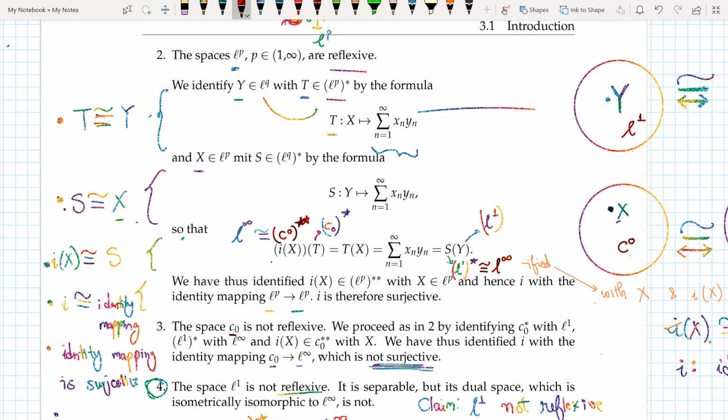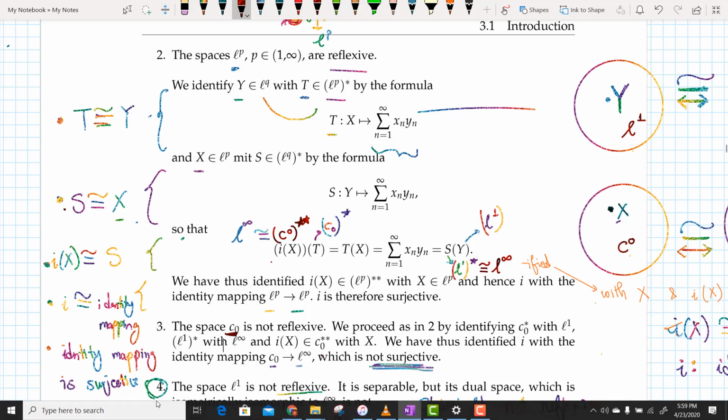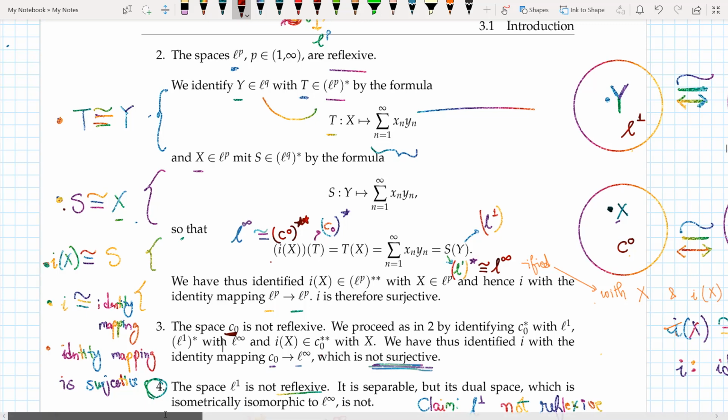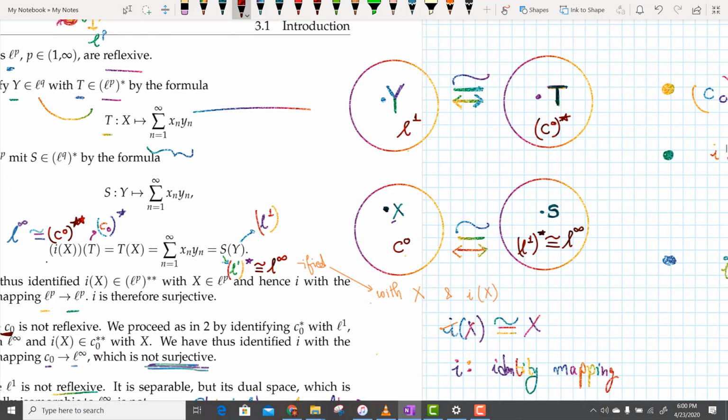So in the last section, I would like to discuss why my space C0 is not reflexive. Just a reminder, C0 is the set of all sequences that converge to 0. The way I progress in this proof is also very similar to the last proof.